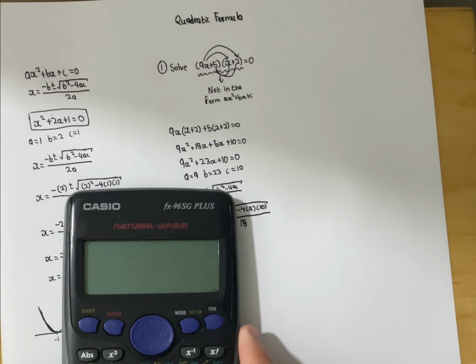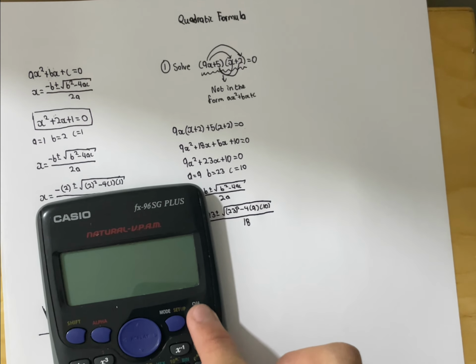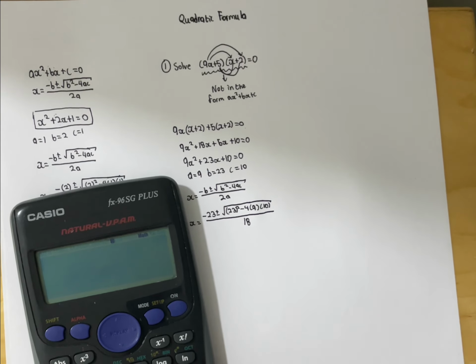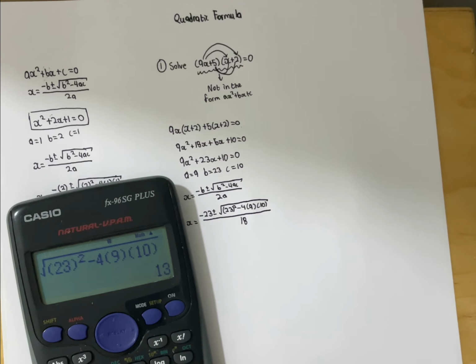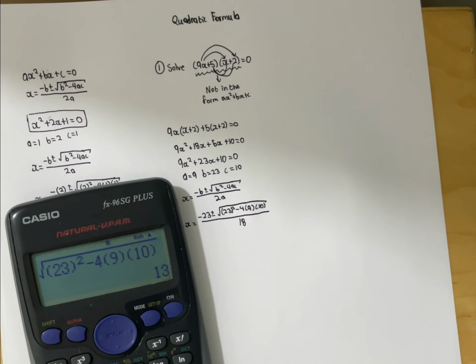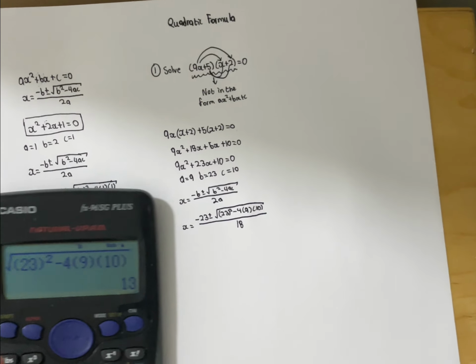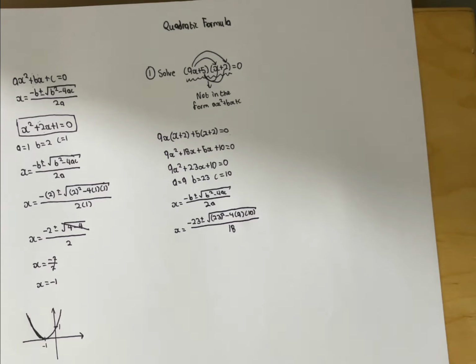So let's figure out this square root thing here. Square root of 10 squared minus 4 times 9 times 10. That's just going to be equal to 13. Okay, I didn't need it, but you know, I'm not a calculator myself.